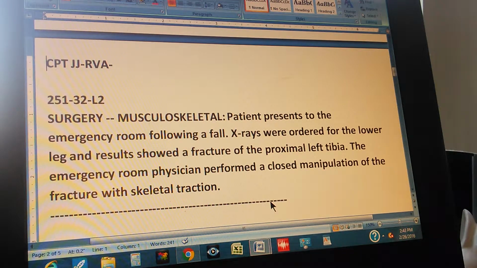Let me read it again. It's a surgery section of the CPT code, musculoskeletal, and the patient presents to the emergency room following a fall. X-rays were ordered for the lower leg, and results showed a fracture of the proximal left tibia. The emergency room physician performed a closed manipulation of the fracture with skeletal traction. Okay, so that's the procedure. Now we're going to count to 3, so you can pause the video and give us the CPT code for this procedure. 1, 2, 3.